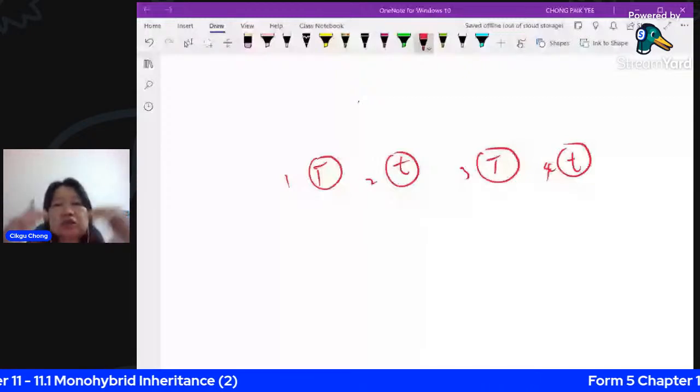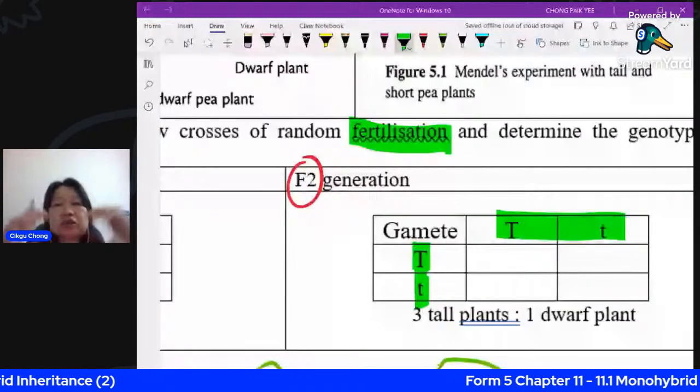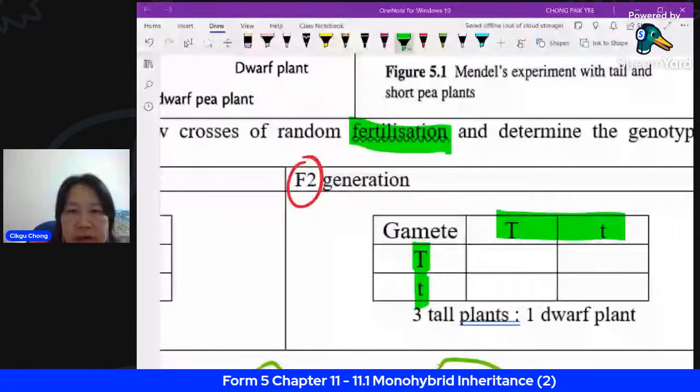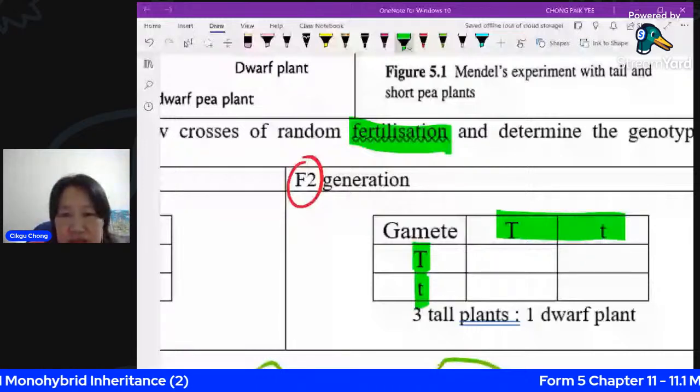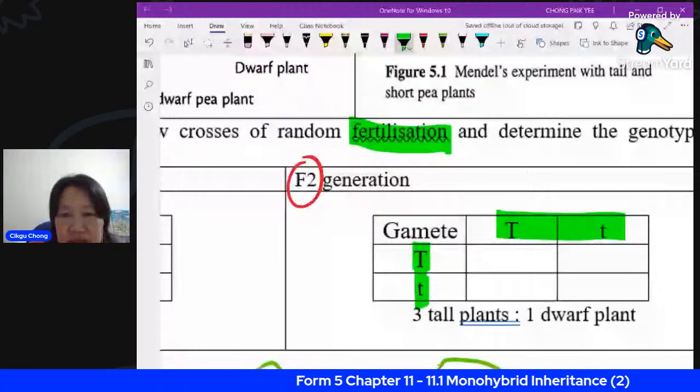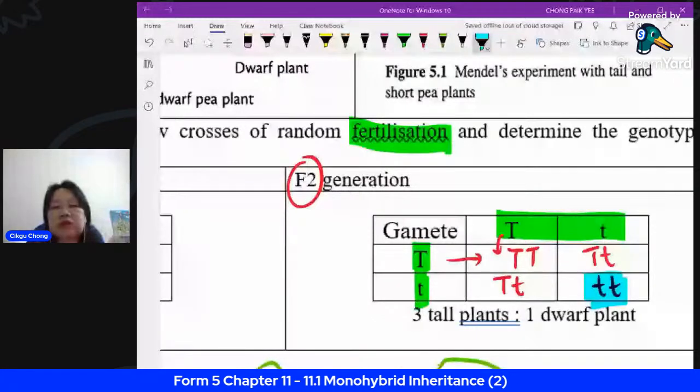The first one is capital T. You combine it with what's on the left-hand side here, you get capital T, capital T. Then the next one, you combine capital T and the small t, you get this. The next one, you get this. The next one, you get this. This is the next one, different. So you will get 3 tall plants and 1 dwarf plant.